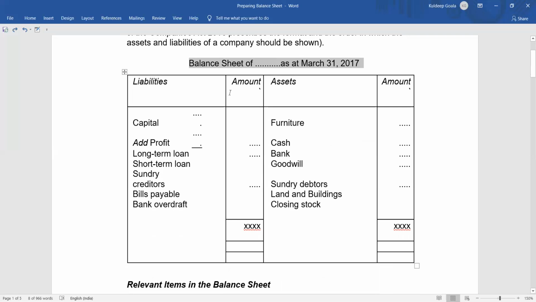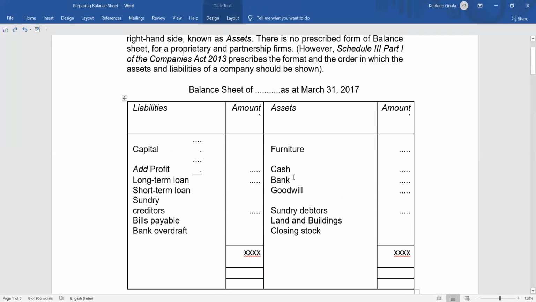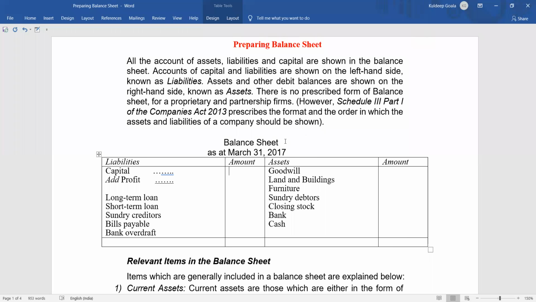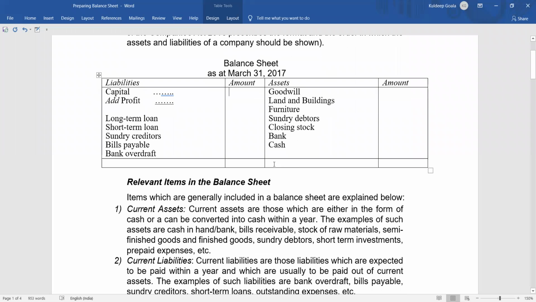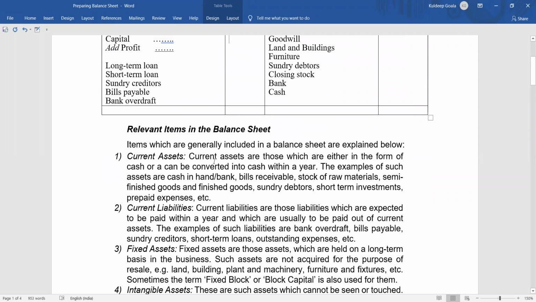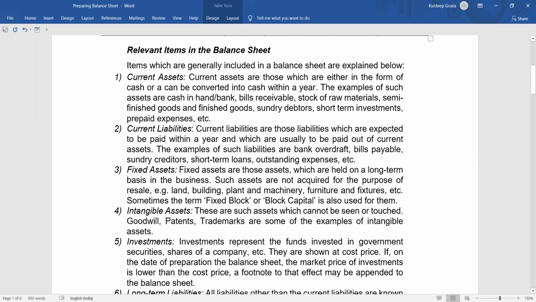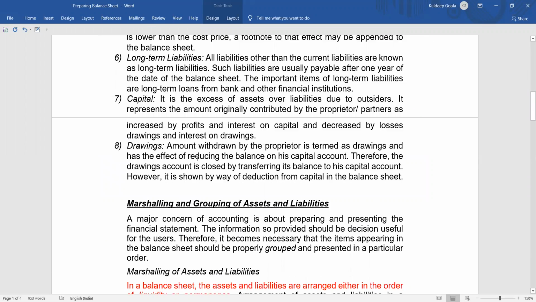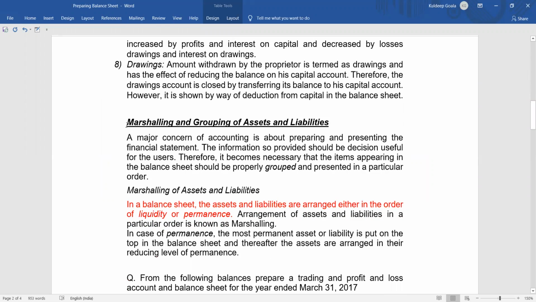Now before we enter into this format, let me give you some outlook of this particular situation. I will explain what the format actually is. Clear? Yes. So before we get into this format, I would like to explain some points, that is, the marshalling and grouping of assets and liabilities.